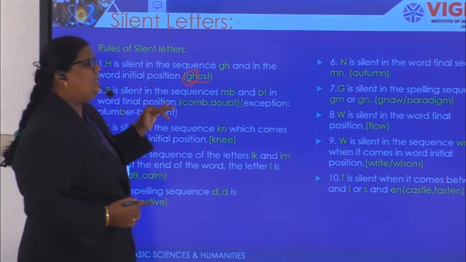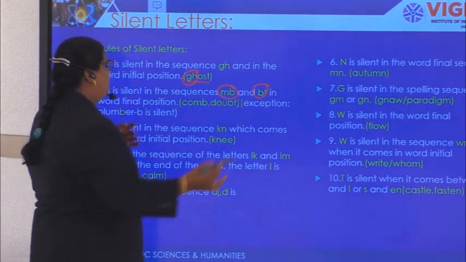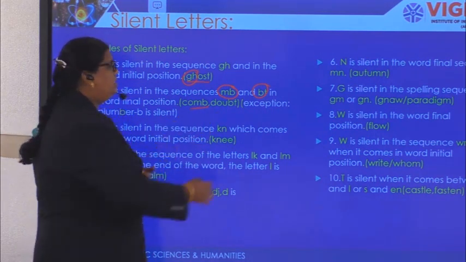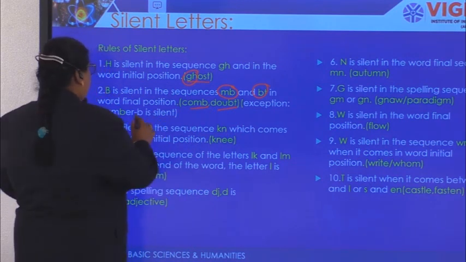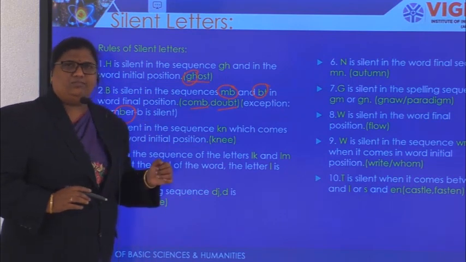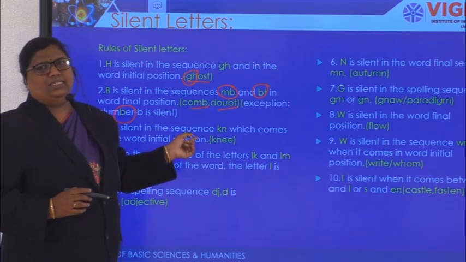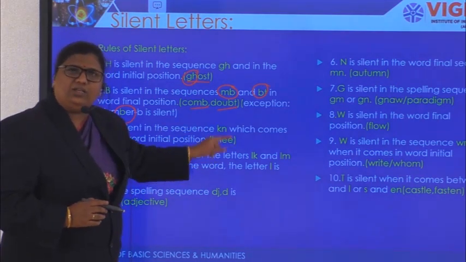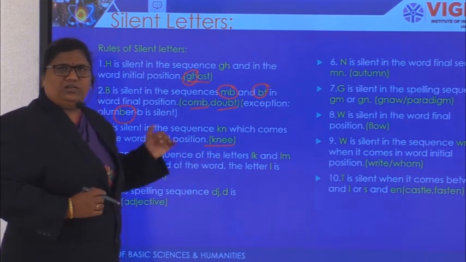And then B is silent in the sequence of MB and BT in the word final position, like for example, comb, doubt. And there's an exception, plumber. So even though B comes in the middle, it is silent. Plumber. And the third rule is, K is silent when it comes in the sequence KN in the word initial position, like knee, knowledge, like that.